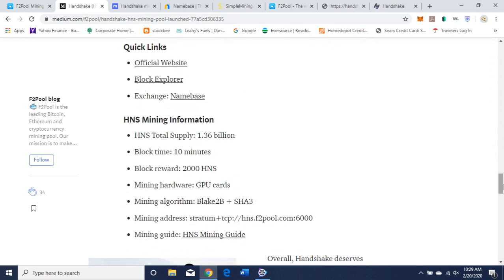Here are the links. Again, website, Block Explorer, the exchange, which is Namebase, and that's where you're going to get your wallet.